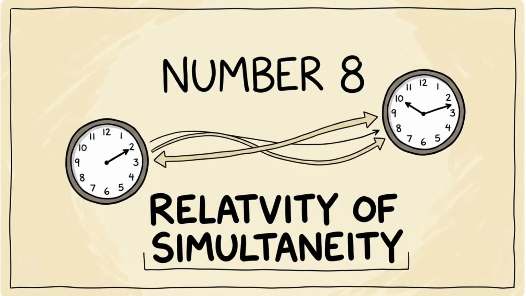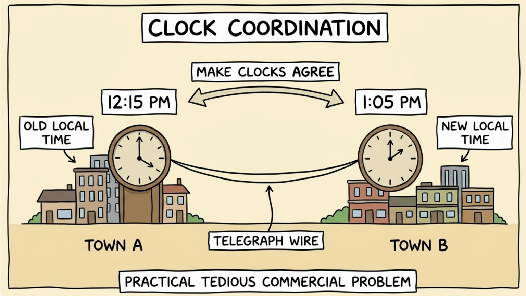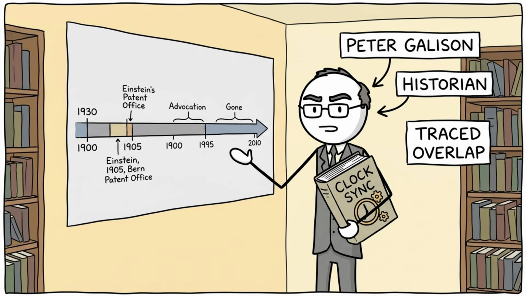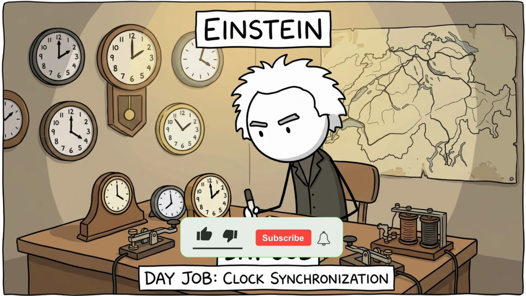Number 8. The Relativity of Simultaneity. Albert Einstein spent 1902 to 1909 as a technical examiner in the Swiss Patent Office in Bern. A large share of the applications crossing his desk concerned electrical clock coordination, the practical, tedious, deeply commercial problem of making the clocks in one town agree with the clocks in another town over a telegraph wire. Historian Peter Galison has traced the overlap in detail. Einstein's day job was clock synchronization.